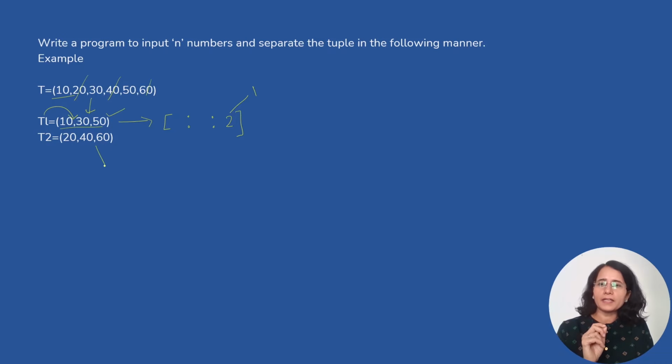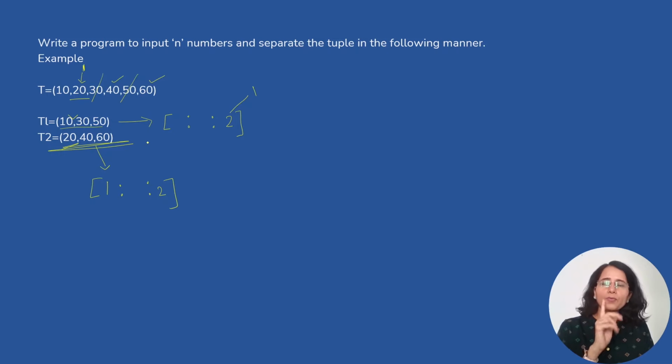Now how can we write the slicing for tuple 2? Here we are beginning with the element 20. So what is the index of 20? The index of 20 is 1. So I should start from 1 now and it will go till the end. So I will skip the ending index. Now for this T2, the step is the same because we are skipping one element in between. So starting with 20, then we'll skip 30, we got 40, then again we'll skip 50, then we got 60. So look at the elements of T2, we got them correctly.